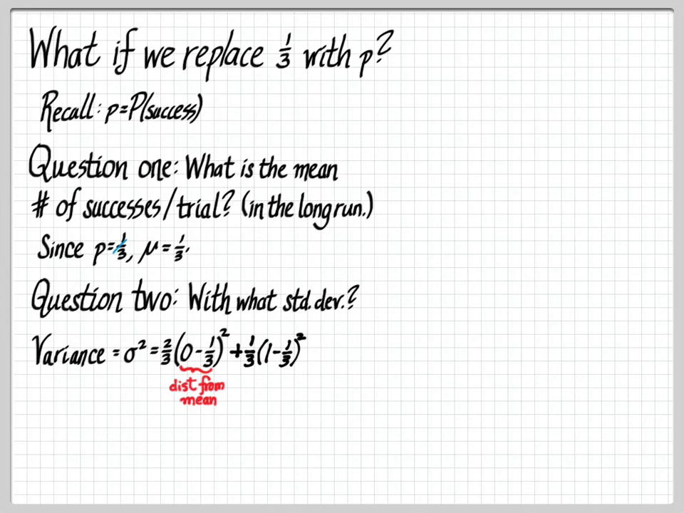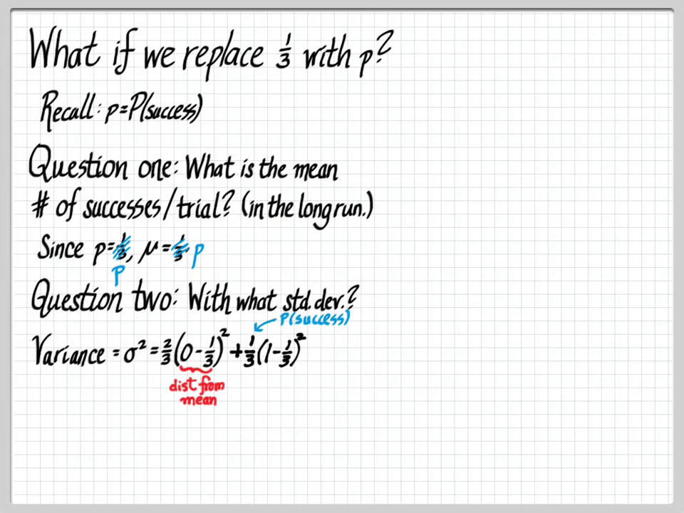Well, first, here, instead of 1/3, I'll have P. So the mean will be P. So that's my first change. The answer to the mean question is the mean number of successes per trial is now P instead of 1/3. That's pretty straightforward. The second is what happens to the standard deviation calculation.